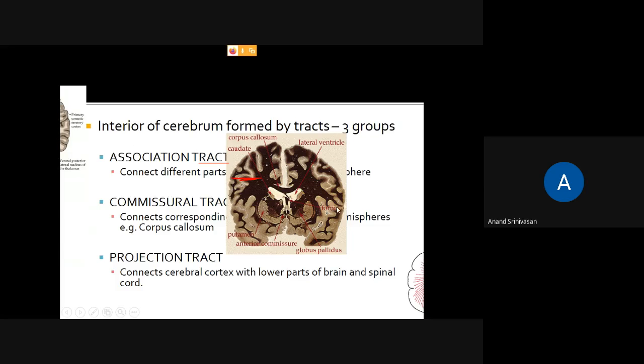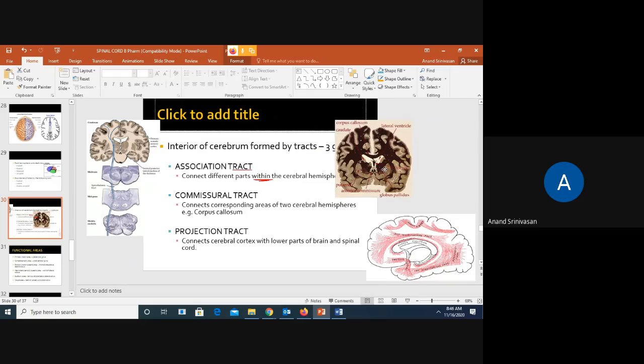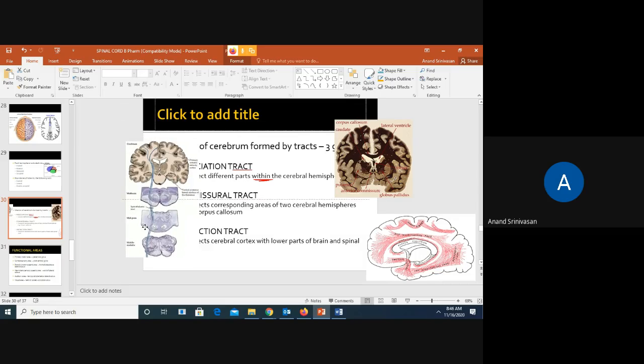In this example, you can see from the temporal lobe of one right cerebral hemisphere, the fibers are going through the corpus callosum to the other temporal lobe. Similarly, from one part, it goes through the corpus callosum to the other. So they connect the same portion of the cerebral hemisphere of the opposite sides. So the commissural tract is the one which connects the corresponding, similar areas of two cerebral hemispheres.